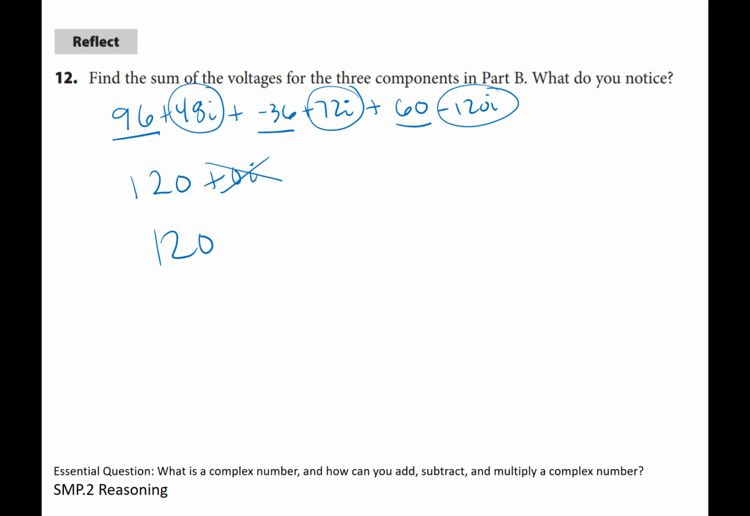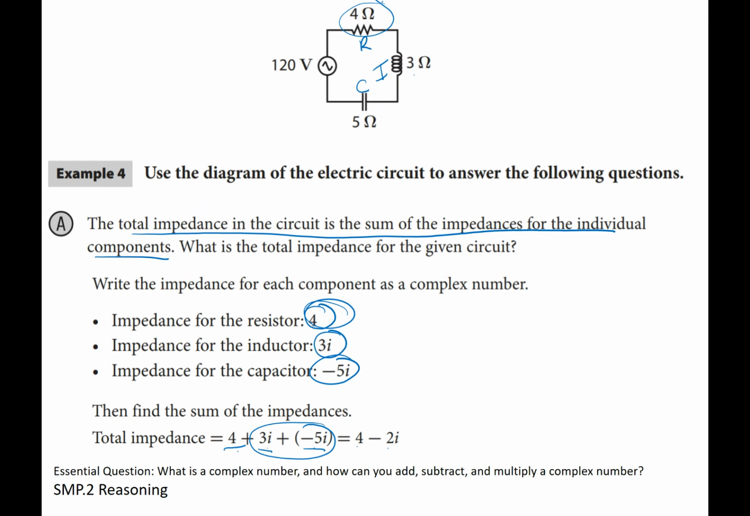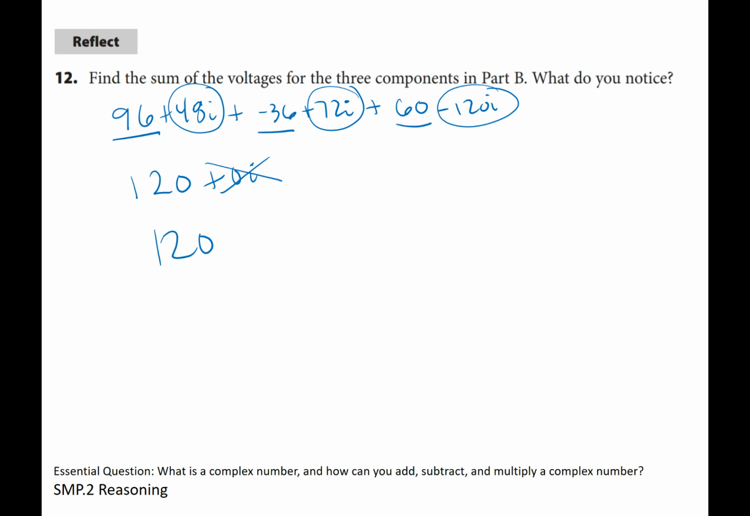Oh, and if you also go back and look at the picture, just want to make sure I'm not missing parts. The sum of the voltage of the parts is actually the voltage overall that's there, okay? So let's write that down. So the sum of the voltages equals the voltage supplied by the power source.